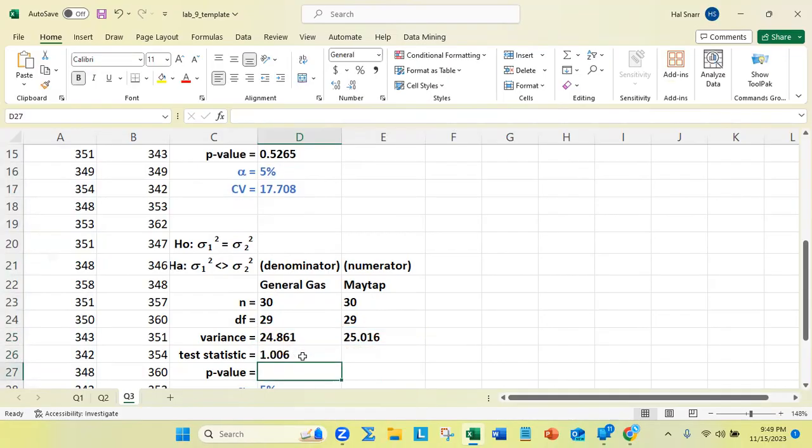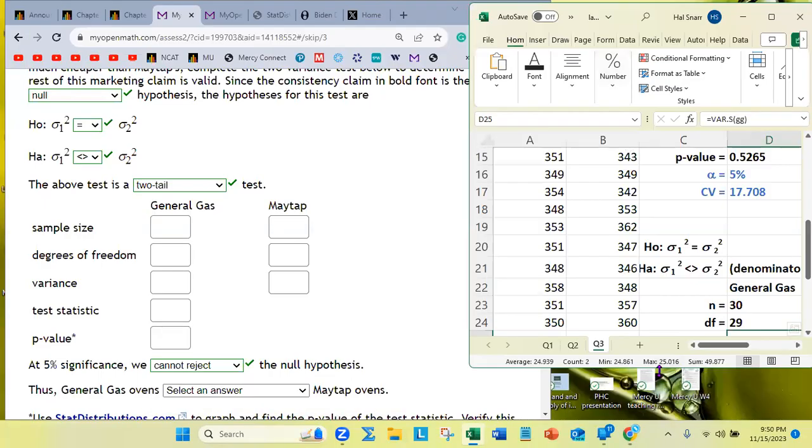So again, our F statistic is going to be bigger. Our test statistic here is going to be bigger than 1, right? When there is no difference between two things, the ratio is 1. So because the ratio is really close to 1, the difference is really close to 0, right? Now, the ratio of two variances follows an F distribution, right? So now I'm going to go to statsdistributions.com.